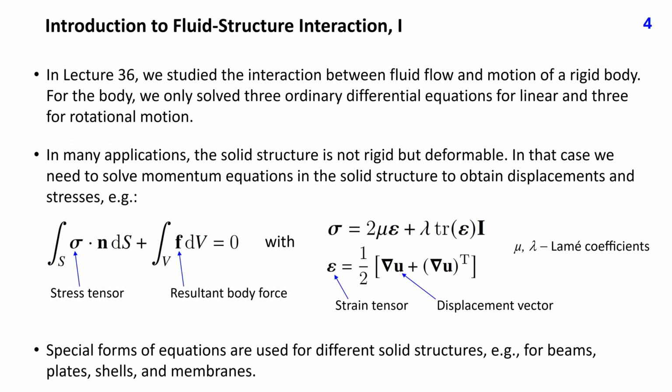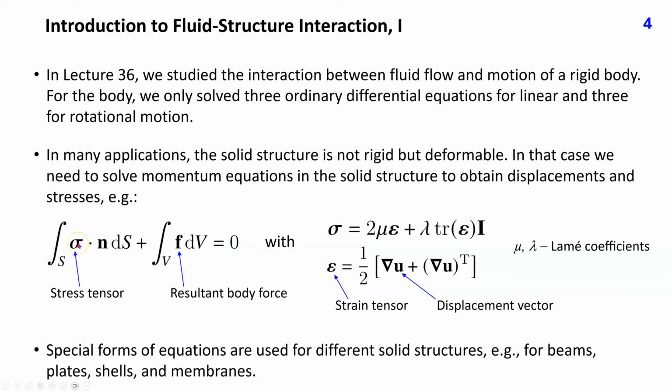In Lecture 36, we studied the interaction between fluid flow and motion of a rigid body. For the body, we only solved three ordinary differential equations for linear and three for rotational motion. In many applications, the solid structure is not rigid but deformable. In that case, we need to solve momentum equations in the solid structure to determine its deformation, that is, to compute displacements and stresses. This can be done by using the following form of the momentum equation for a control volume V bounded by surface S.